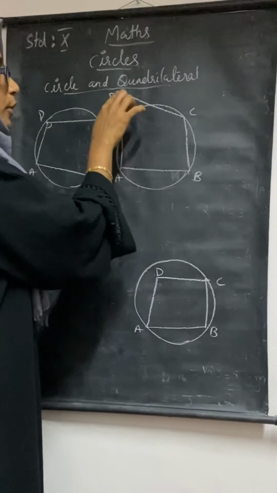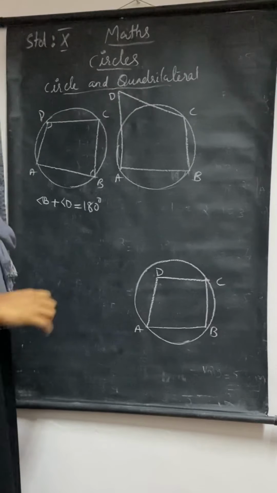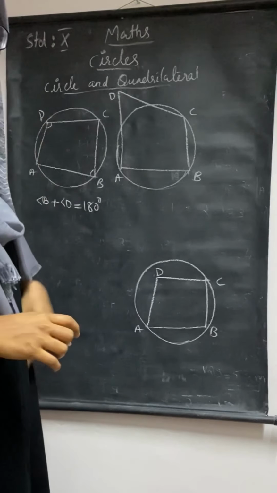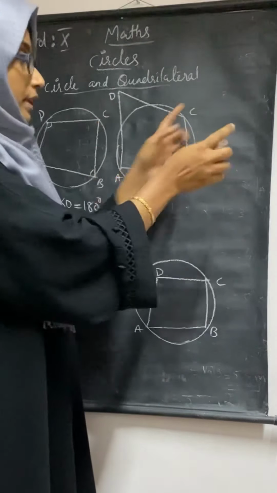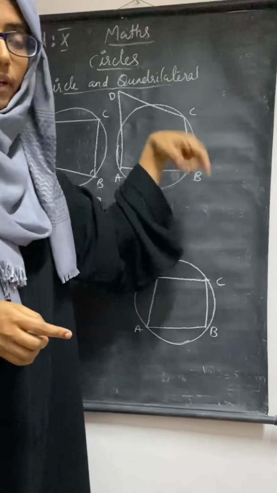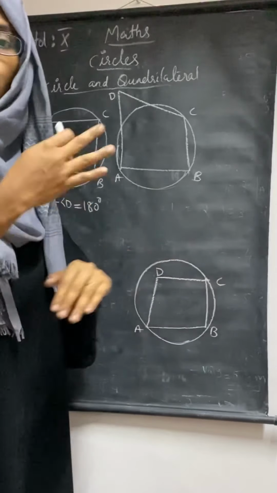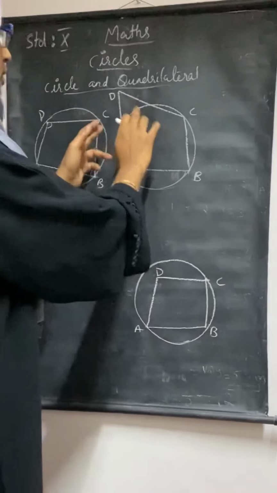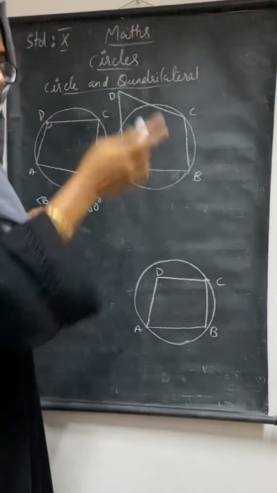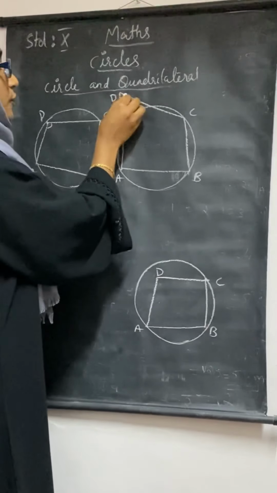Now, if 1 point is outside the circle, what will happen? You have seen in the previous one, that is a triangle: if the point is on the circle, the angle is 90 degrees; if it is outside the circle, it is less than 90; if it is inside the circle, it is more than 90. Like that we have studied. That was a triangle. Now this is the case of a quadrilateral.